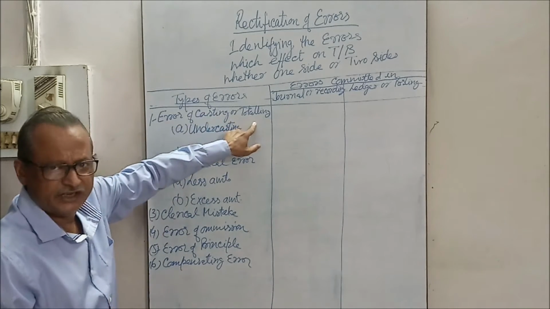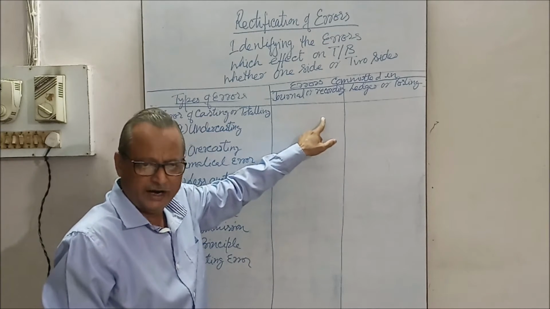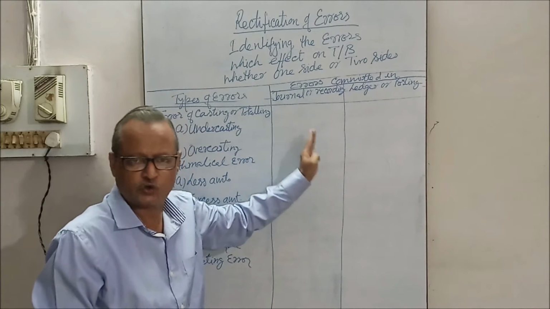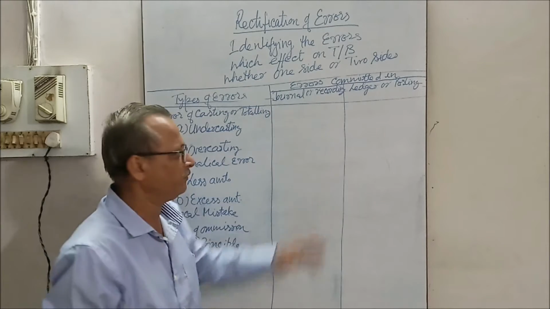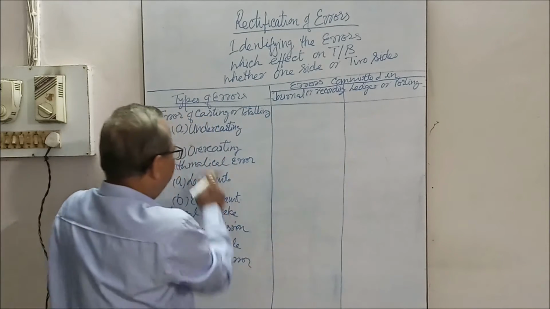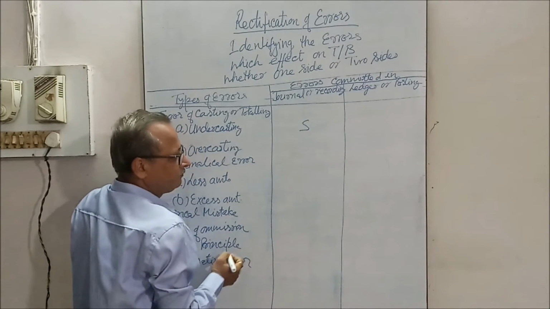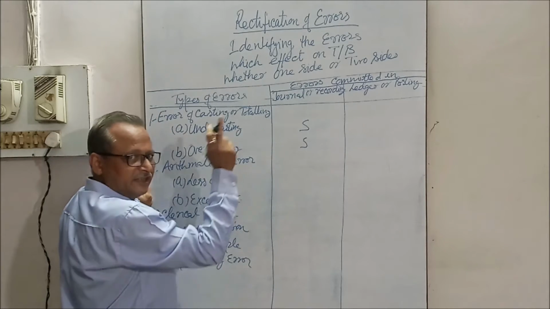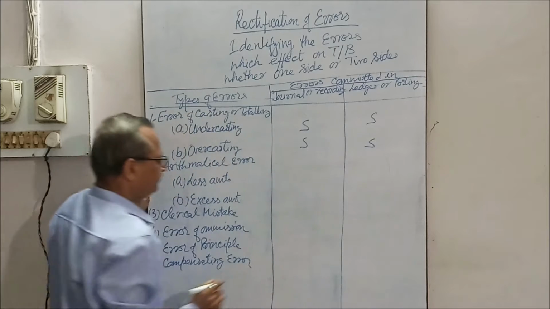Now, error of casting, if it is made in the books, journal or recording. Journal or books means subsidiary books, that is also special or specific books, that is journal and a ledger. If it is done in the recording, then it is a single-sided error, either undercasting or overcasting. If it is made in the posting, it is a single-sided error.